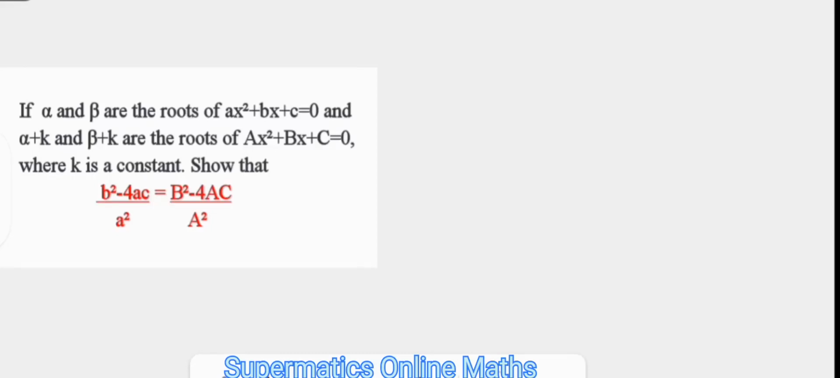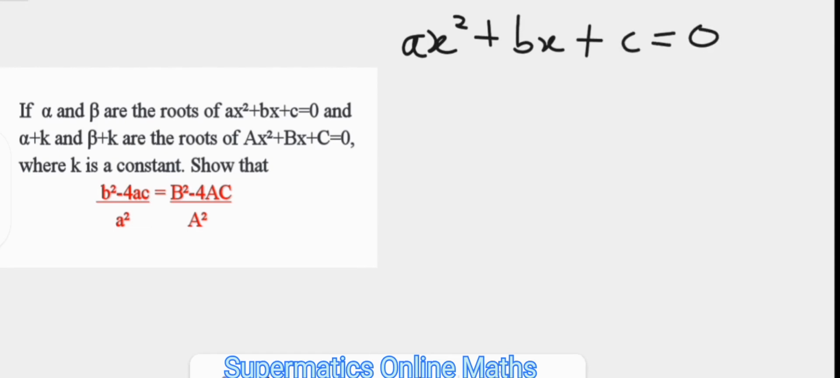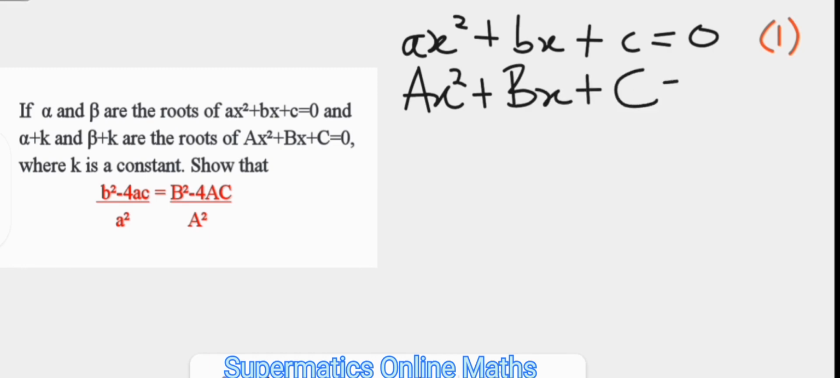Hello, you're welcome to this channel again, and in today's math tutorial we want to solve this JEE Advanced math problem. So we are going to designate the first equation, ax squared plus bx plus c equals 0, as equation 1. Then the second equation, which is capital A x squared plus capital B x plus capital C equals 0, as equation 2.